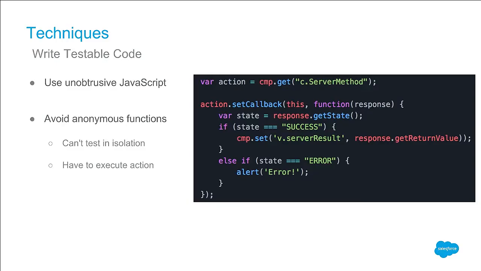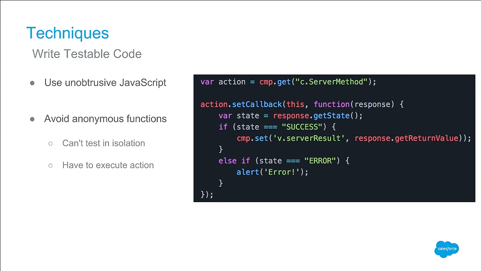So some techniques now for writing testable JavaScript code. Use unobtrusive JavaScript. Don't place your JavaScript in handlers attached directly to DOM elements, because then the only way you've got of testing that is actually to make that action happen against that DOM element. And avoid anonymous functions. You can't test those in isolation. You have to execute the actions.